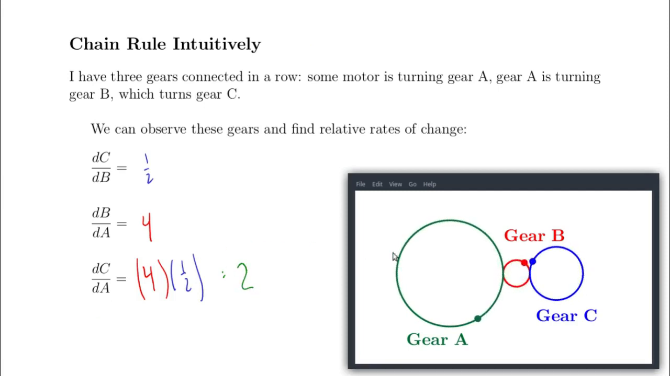And you can kind of count that, right? We can notice that when the green dot is over here, the blue dot will be on the bottom. And now we can count the revolutions. 1, 2. There we go, 2 revolutions. So this is what the chain rule says. The chain rule says that if we want to link rates of change together, we can just multiply through. We call it the chain rule because we have this linkage of related rates of change. So that's how the chain rule works.